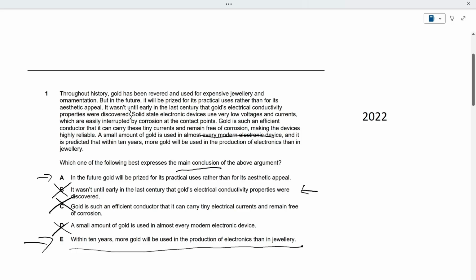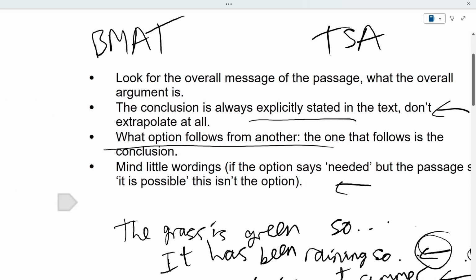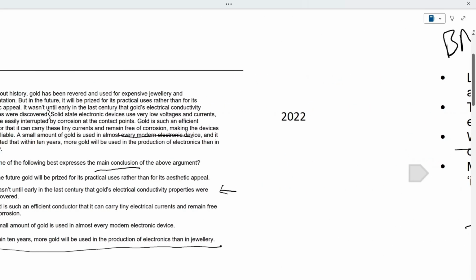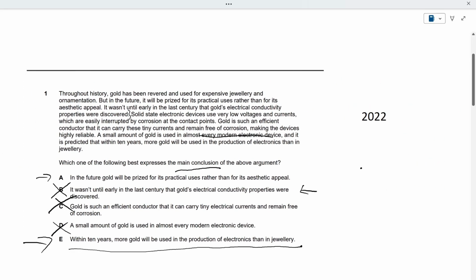So between A and E, and again, you want to use this as the tiebreak. What option follows from another? Is it: in the future gold will be prized for its practical uses, so more gold will be used in the production of electronics? Or is it: more gold will be used in the production of electronics, so gold will be prized for its practical uses? Well, I would say it's E, therefore A. I think E is intermediary because E is more of a fact, right? Or at least the passage thinks it's fact. It's trying to claim it as fact.